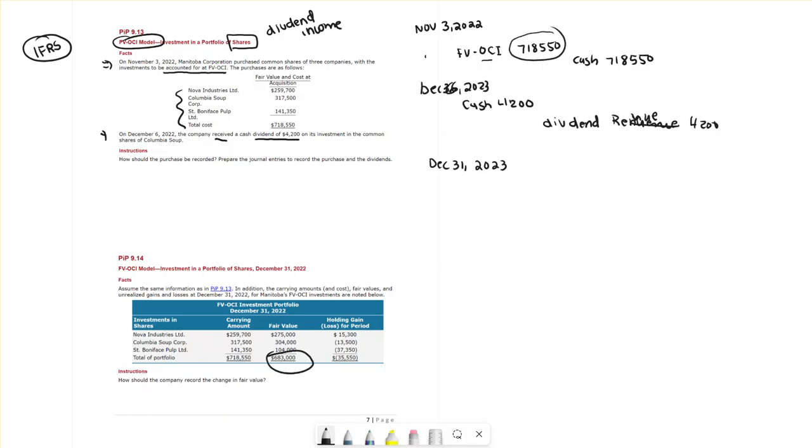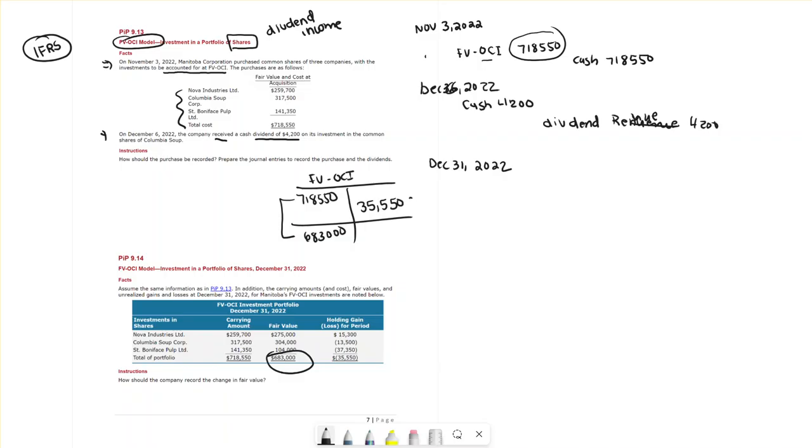How do we know that? The question will tell you. Sorry, it's at 22, not 23. How do we know? The question will tell you. If I have an investment of 718,550, and then I need a balance of 683, the difference between those two, either I need a debit or a credit. In this case it is 35,550, and that is the value of your fair value OCI investment.